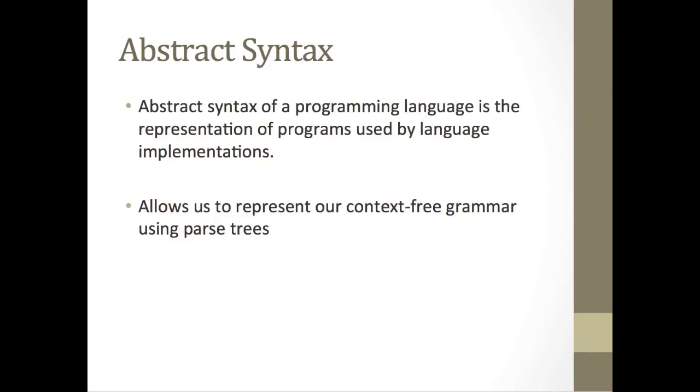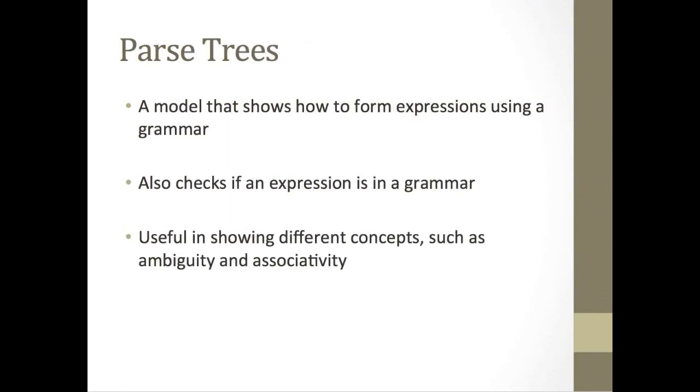We will now take a look at abstract syntax. Abstract syntax of a programming language is the representation of programs used by language implementations. This allows us to represent our context-free grammars using parse trees. A parse tree is a model that shows us how to form expressions using a particular grammar. We can also check if an expression given to us is in that grammar. Parse trees are useful in showing different concepts such as ambiguity and associativity, which we'll do later.